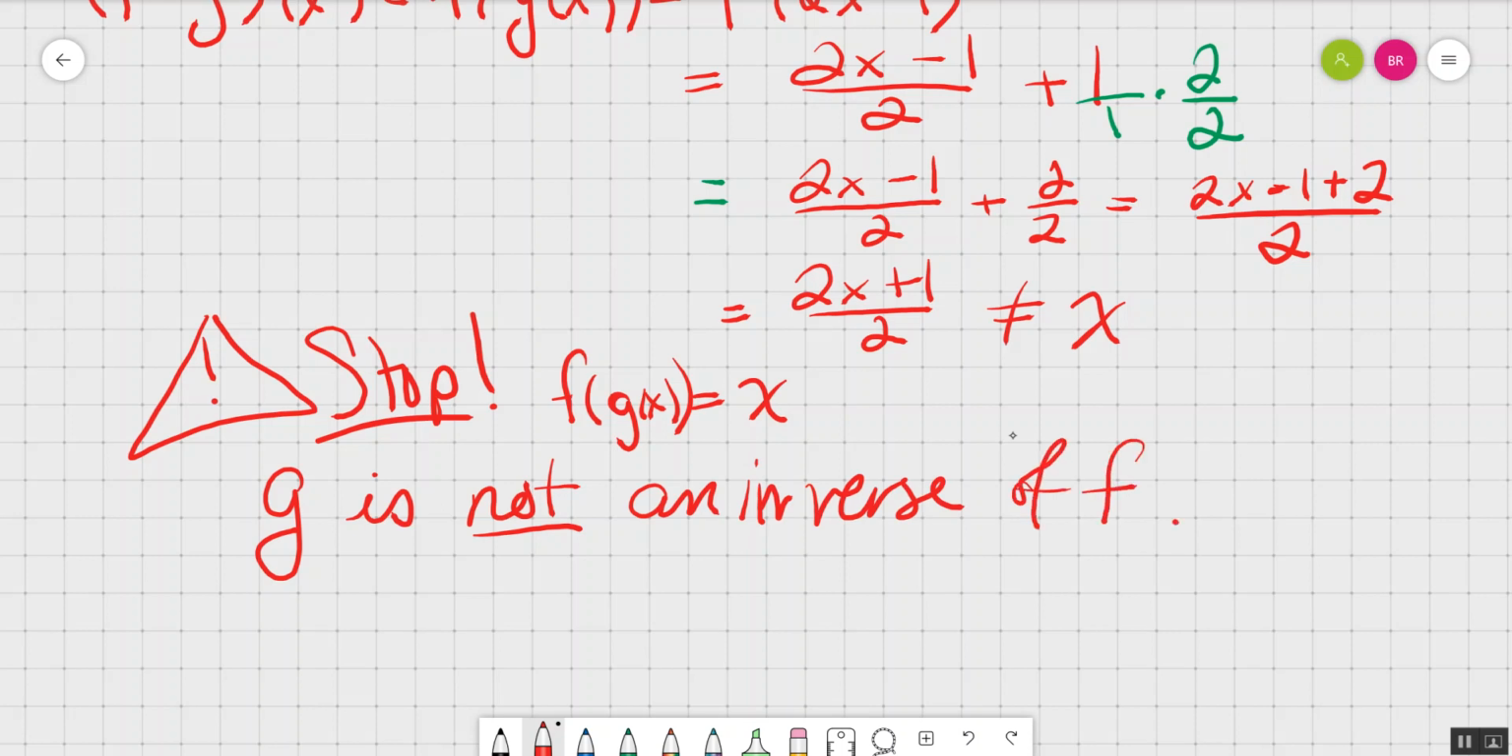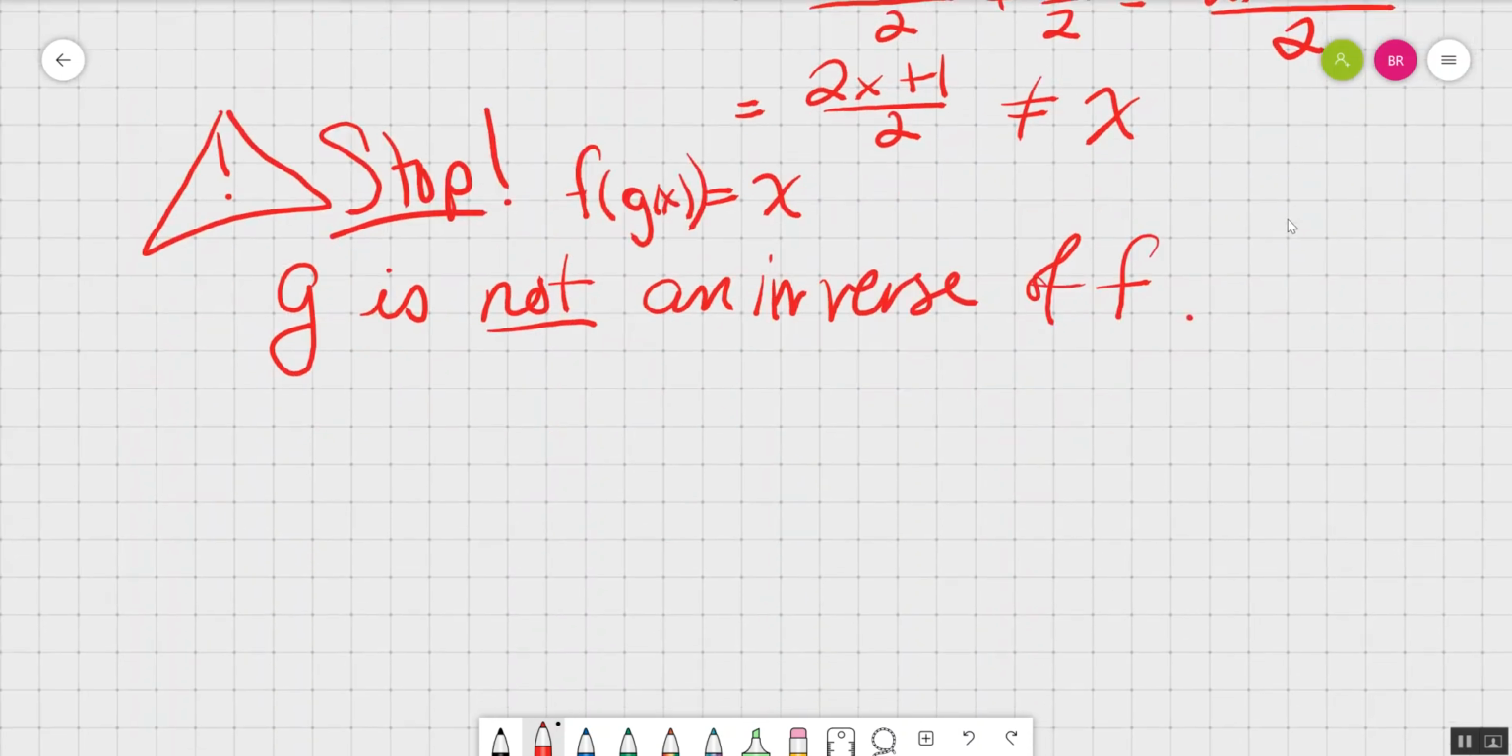So it looks like I'm done with that one. I don't have to do the other composition because I've already had it screw up. So that one did not work. Oh no, I failed to find the inverse. You should ask yourself, I wonder if there's a way to find the inverse. There totally is. It's what we're going to do next.